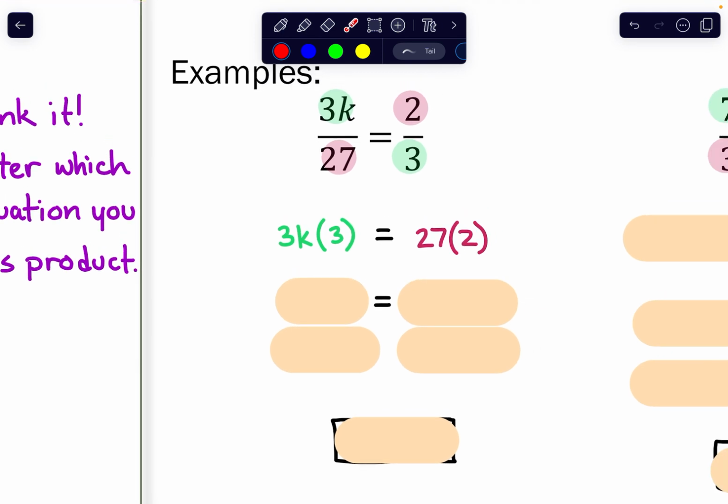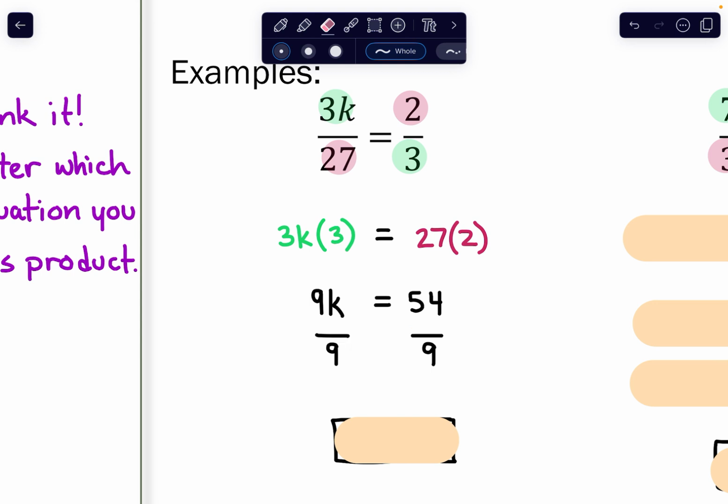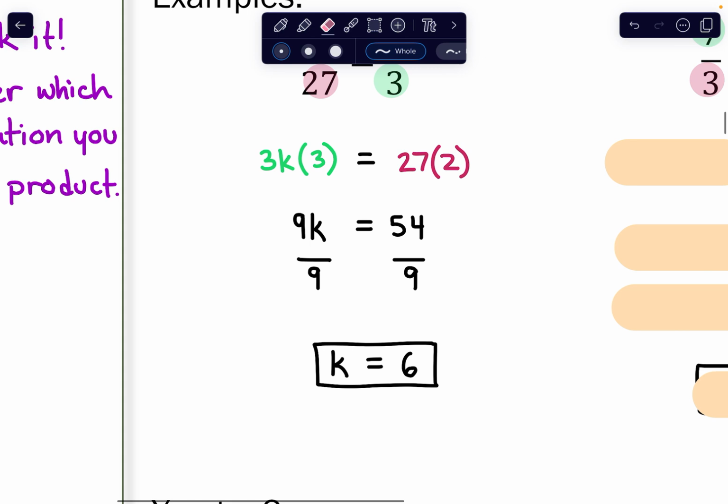In this one, this is pretty simple. We just multiply both sides. So we get 9k equals 54. Then once you've got it simplified, your equation solving skills should take over. Now the goal is to get the variable by itself. This is a one-stepper. The only thing we have going on here is k is being multiplied by 9. So we divide both sides by 9. Cross out if you want. And then we get k equals 6.